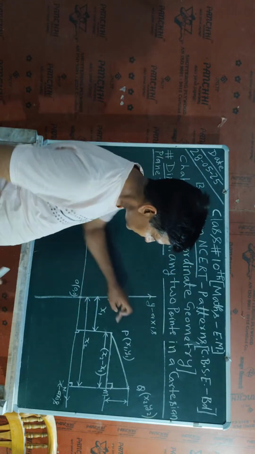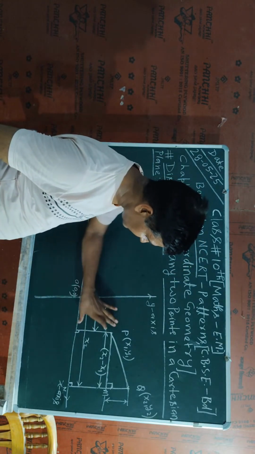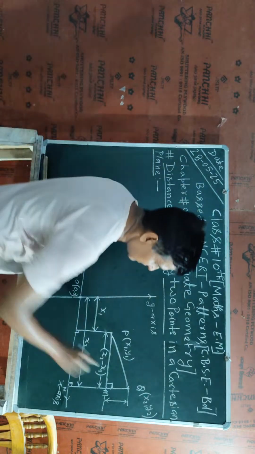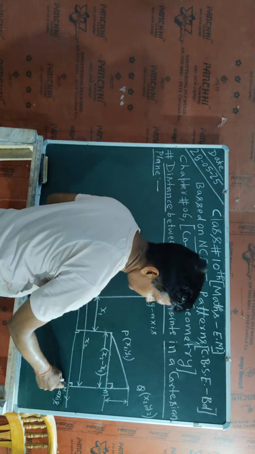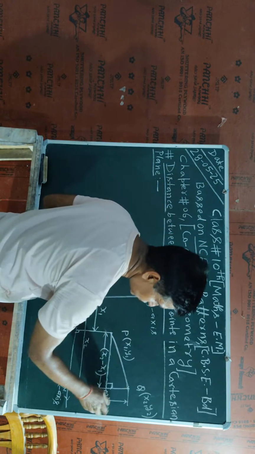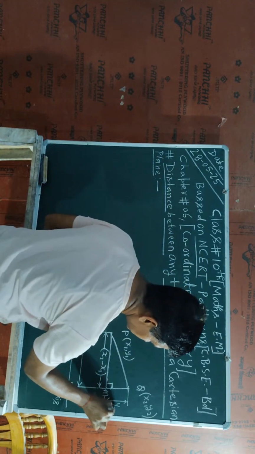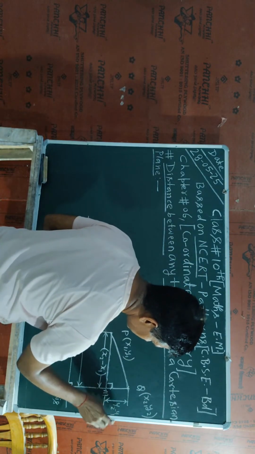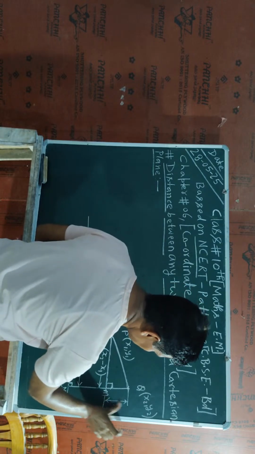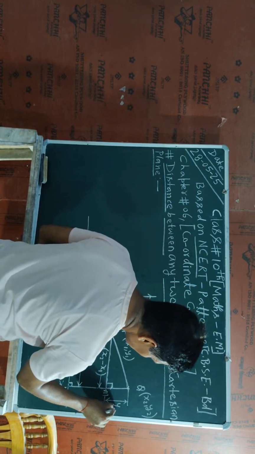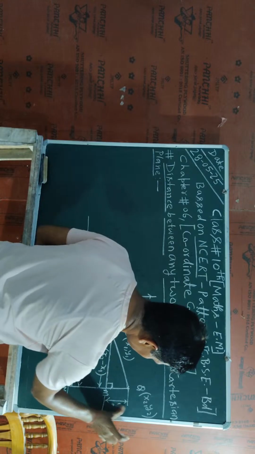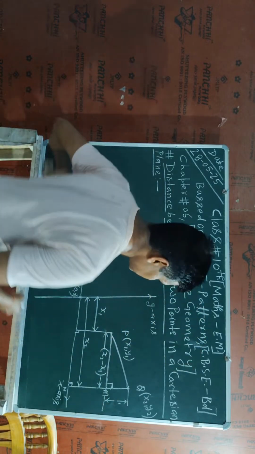I will say from this point to this line I will say y1, and from this point to this point that will be y2. So y2 minus y1, this will be y2 minus y1. So here I have to write y2 minus y1.